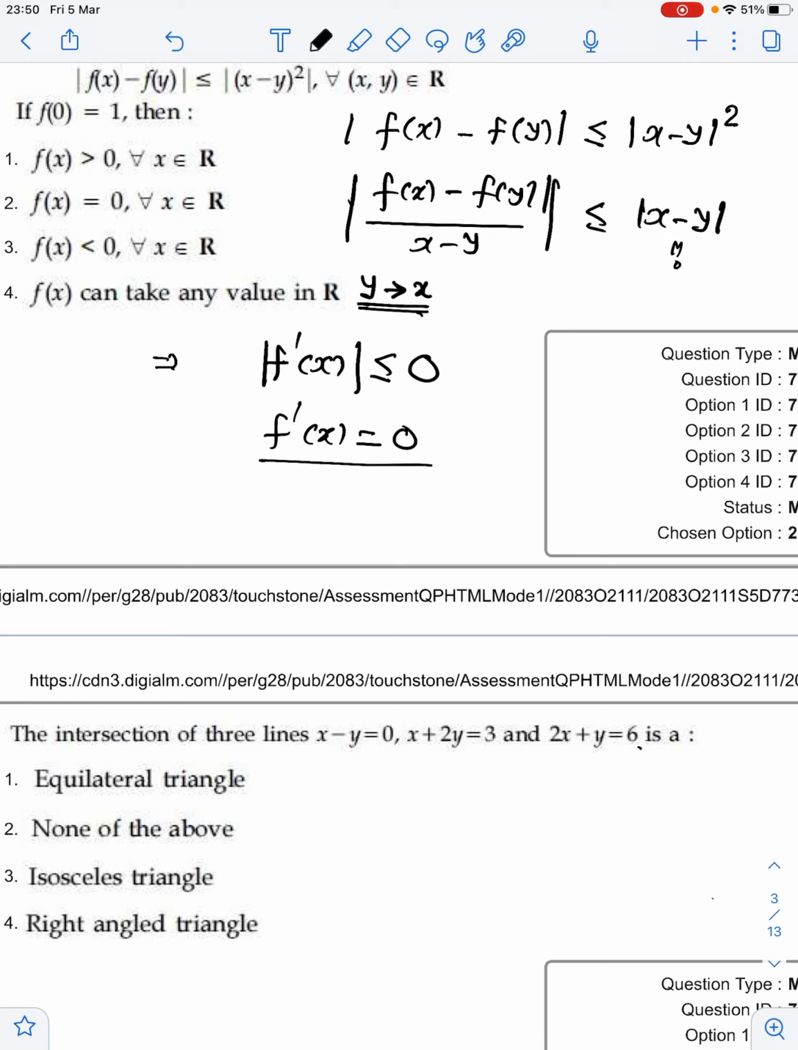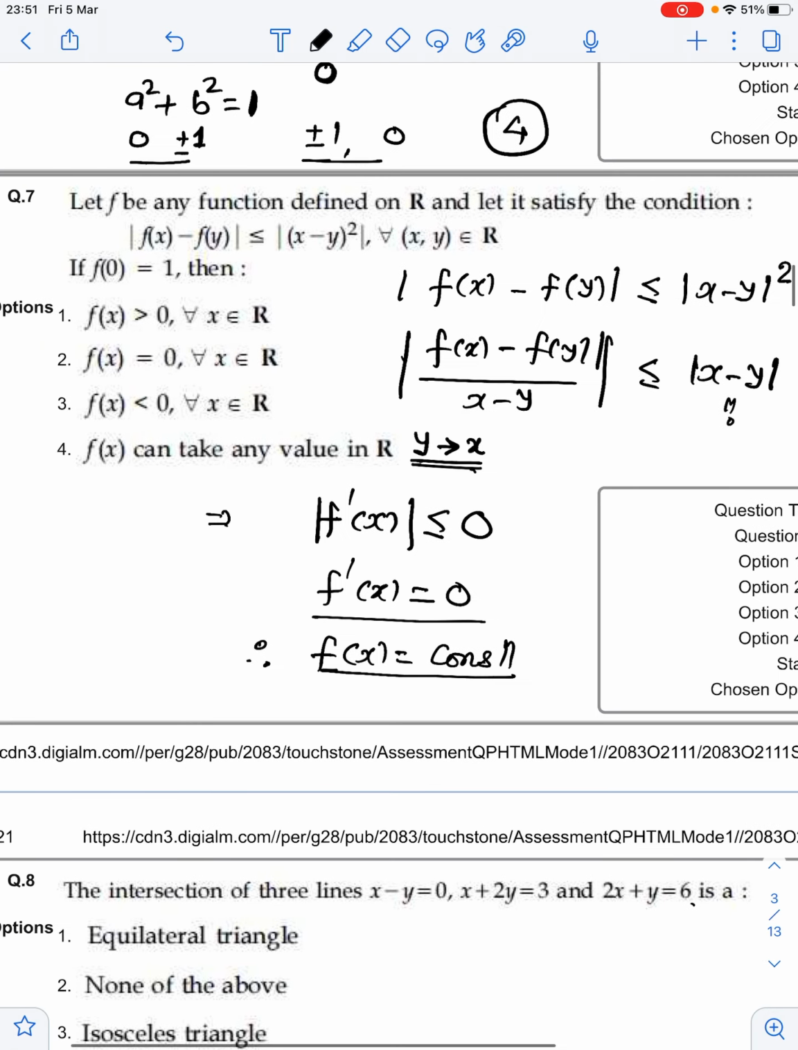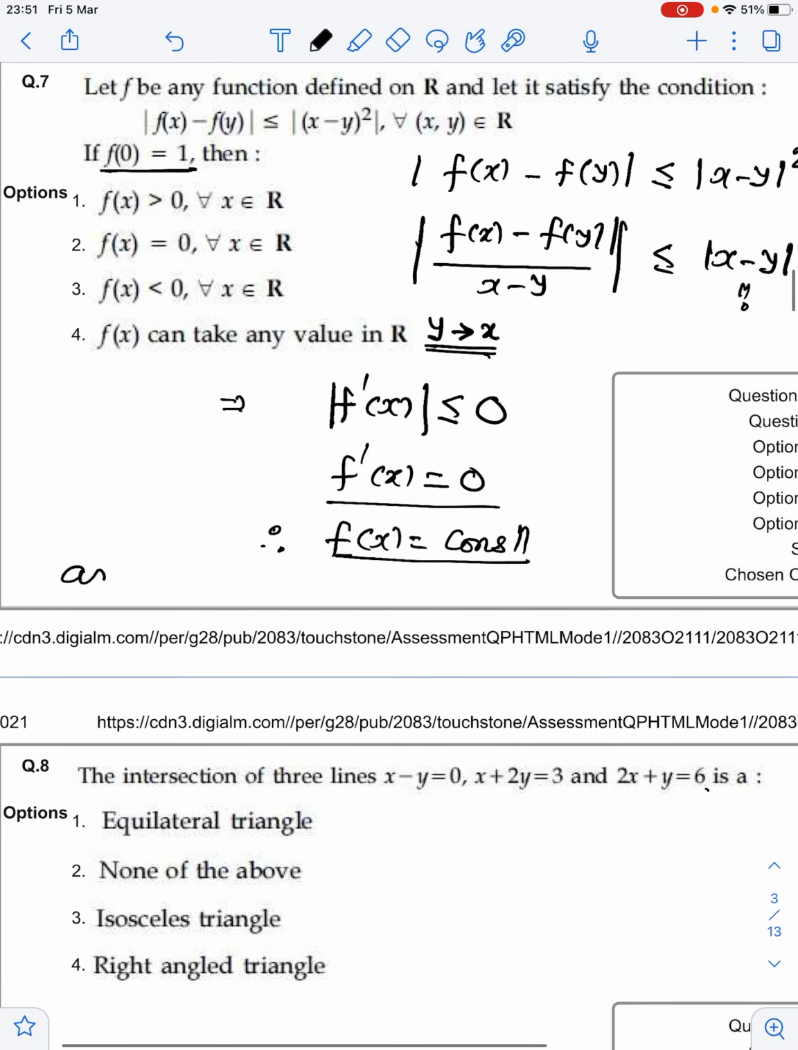So when f dash x is 0, it means f(x) is constant, and already in the question they have given f(0) is equal to 1. So as f(0) is equal to 1, that means the function is equal to 1 for all x belonging to real. So amongst the options, the first option is directly correct, where the function is positive, which is 1 for all values of x belonging to real.